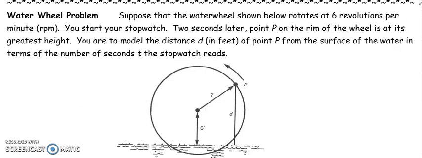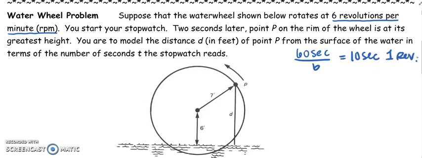So let's look at a little bit of information here that I am seeing. It says it rotates 6 revolutions a minute. Usually I want to know how much one revolution is. So if it's 6 revolutions a minute, if I take that minute, which by the way is 60 seconds, and I divide it by 6, it is 10 seconds for one revolution. Okay, so there's a little bit of information there that we're going to be using. There's some other information here too. 2 seconds later, it's at its greatest height. At 2 seconds, it's at its maximum height. You are to model the distance in feet.